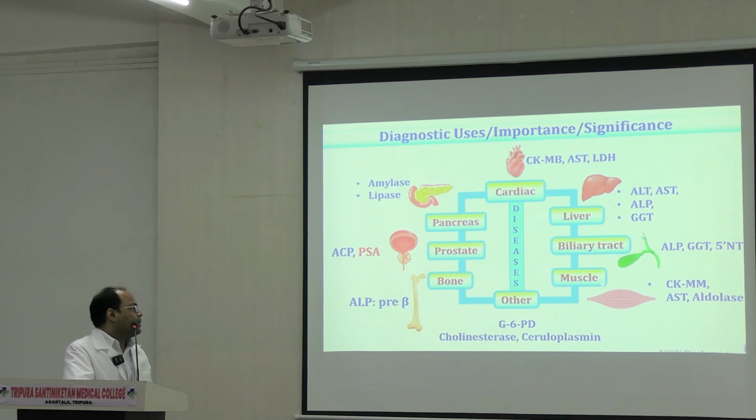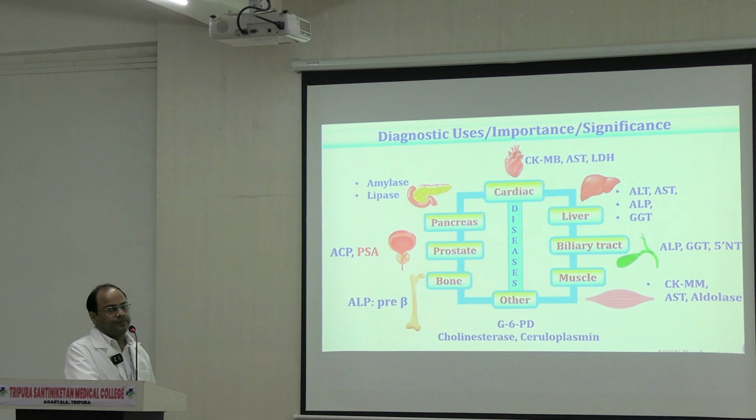In muscle injury, CKMM, a part of creatine kinase, gets elevated. Creatine kinase has 3 types of isoenzyme: CKMM, which is muscle specific, CKBB, which is brain specific, and CKMB, which is heart specific. Carefully, very important.